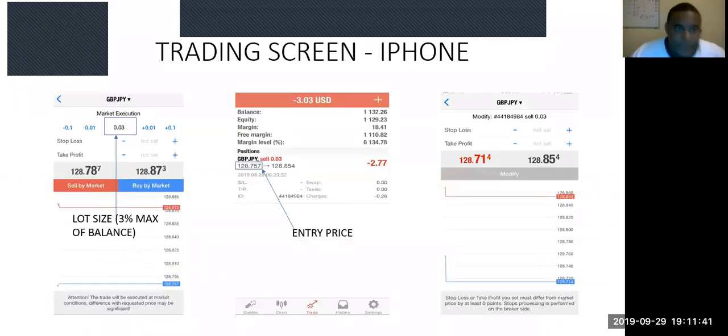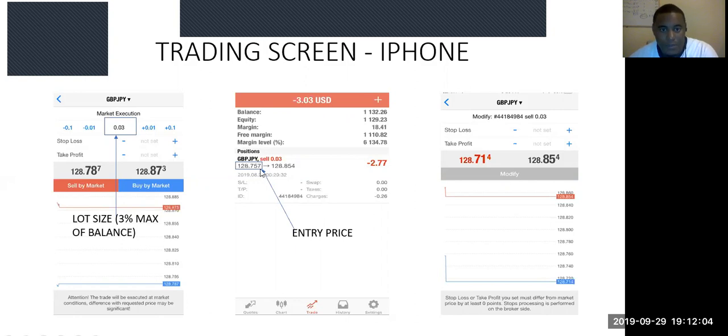So entering a trade, the first thing you want to do is check your lot size. This is an iPhone. Check your lot size, which would be no more than, you're risking no more than 3% of your account balance. So in this example, we're gonna sell. So we just hit sell once we see the screen here. We hit sell and it'll take you to the screen in the middle.